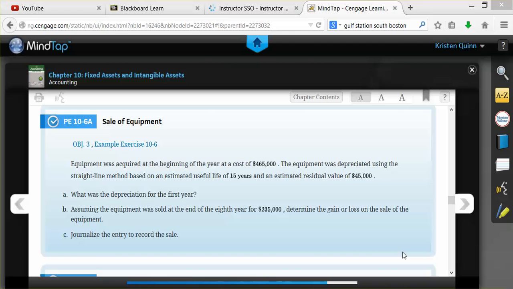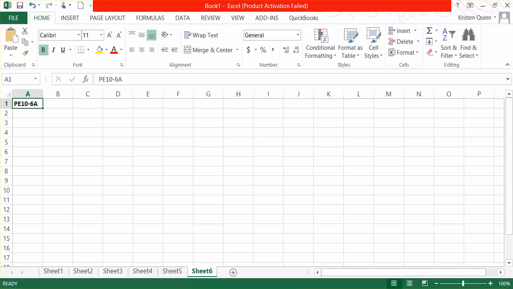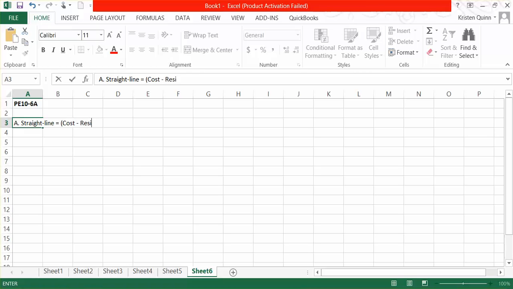So, for part A, we need to calculate the depreciation for the first year using the straight line method of depreciation. The formula for straight line is our initial cost minus our residual value divided by the useful life in years. So for our example, we had an initial cost of $465,000. We had an estimated residual value of $45,000 and an estimated useful life of 15 years.